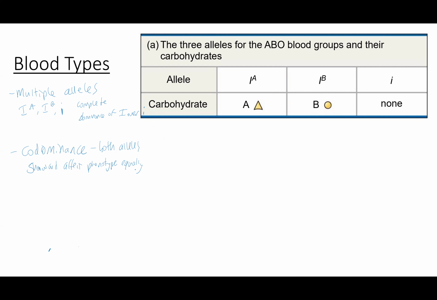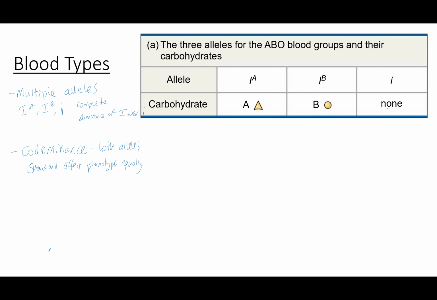So the three alleles for A, B, O blood groups are IA, which codes for an antigen, a carbohydrate that's attached to the red blood cells. That isn't really a triangle, but we always use triangles. And then IB, which codes for a different carbohydrate that attaches to the blood cell surface, which we represent as circles. And then little i, which means no carbohydrate markers on the surface.